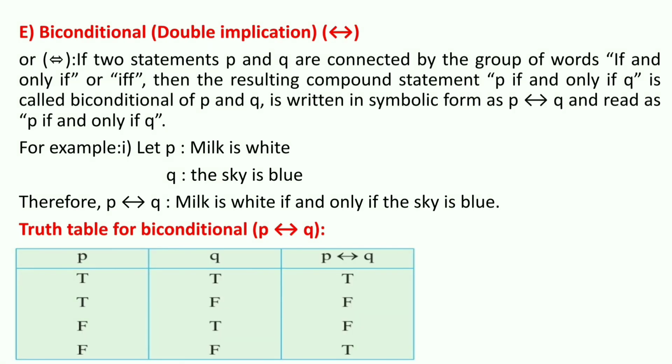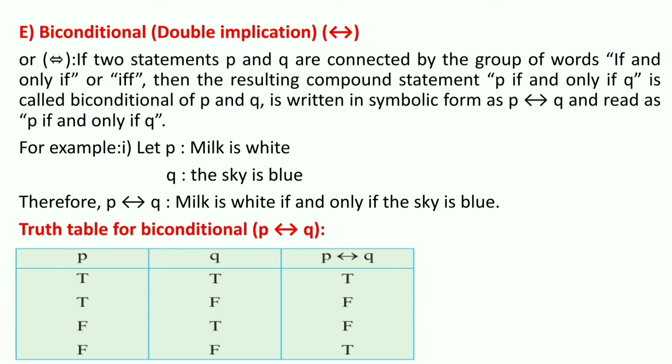Biconditional or double implication. If two statements P and Q are connected by the group of words if and only if, then the resulting compound statement P if and only if Q is called the biconditional of P and Q. It is written in symbolic form as P double implies Q and read as P if and only if Q. Let P be milk is white, Q be the sky is blue, then P double implies Q is, milk is white if and only if the sky is blue.